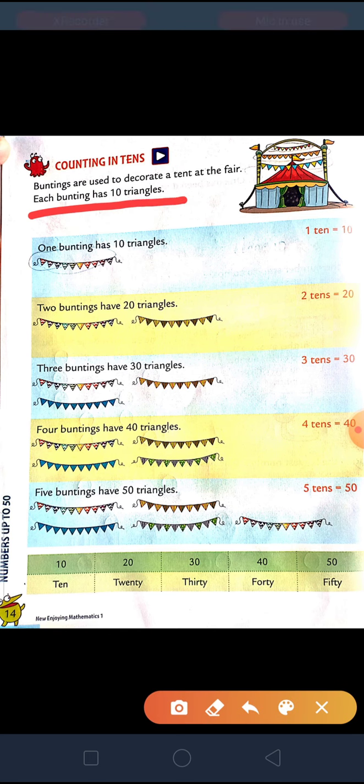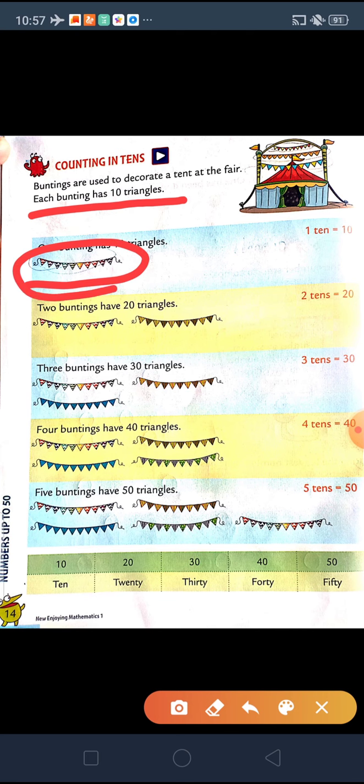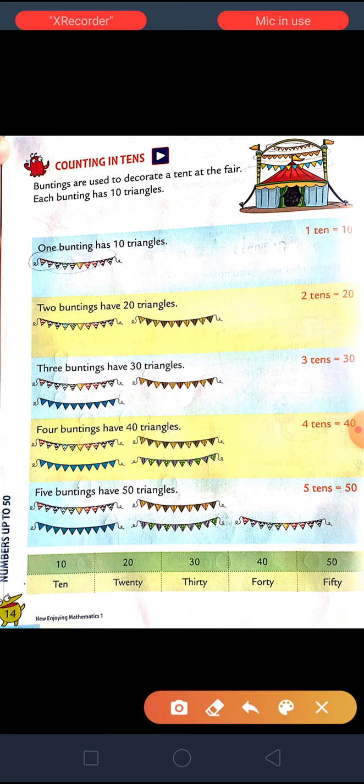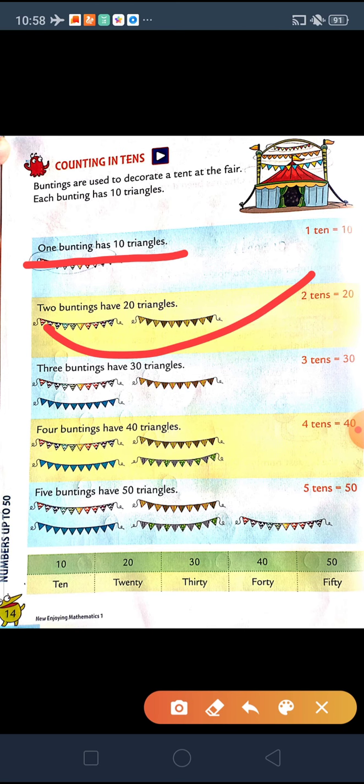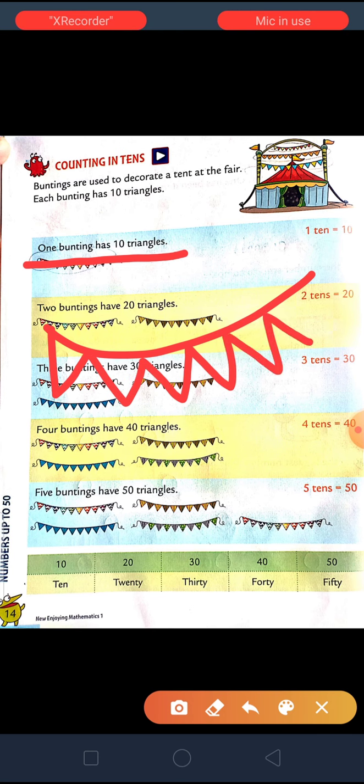Each bunting has 10 triangles. Buntings, as you can see this one, are used in the decoration of tents, and even as you have seen in birthday parties, they are used for decoration. So these are called buntings. Here they have told us, one bunting has 10 triangles. So in one bunting like this, there are a total of 10 triangles.